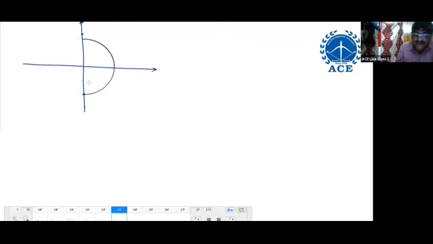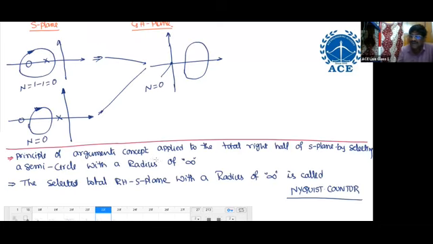This is the complete right side, with the radius of infinity. This is plus j infinity. This is minus j infinity. So this is 0, with the direction of clockwise. This is a randomly selected closed path, and the principle of argument concept is applied to the total right side of the S-plane.